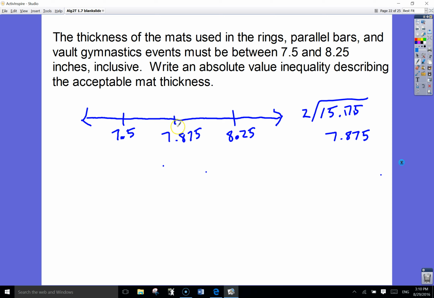Okay, that's telling us the middle, like our absolute value, the mat thickness, I'll call it T for thickness, is going to be subtracting the middle. Right? And it's got to be less than whatever is this distance right there, or this distance right there. Okay, well, let's see. It's probably easiest to subtract. What's 7.875 minus 7.5? Looks like 0.375.